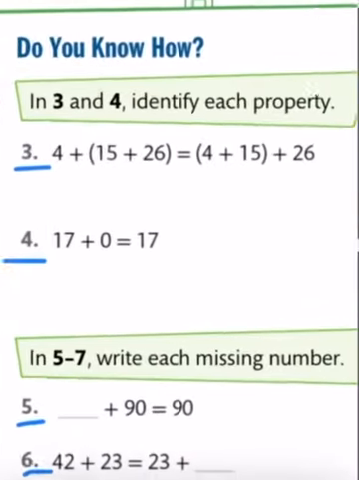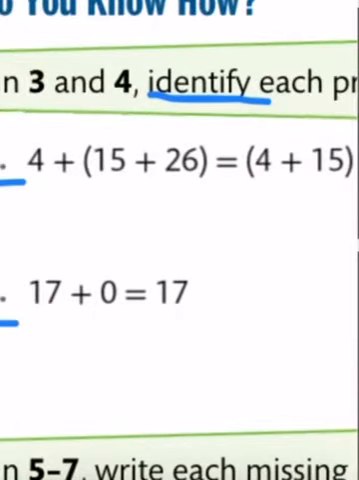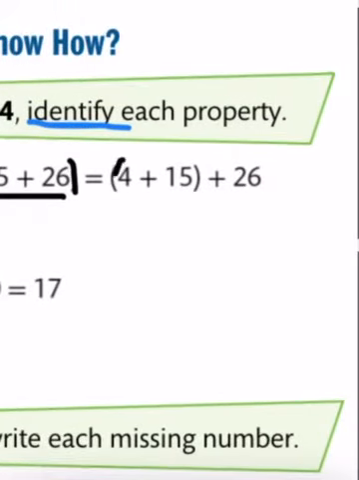All right, 3 and 4. Identify each property. So same thing we just did on number 2. We just have to write down what the property is. If we look at number 3, here in this example, we have 4 plus 15 plus 26. Notice 15 and 26 are grouped together. Next to that, they grouped 4 plus 15 together and then added 26. So the grouping was changed.